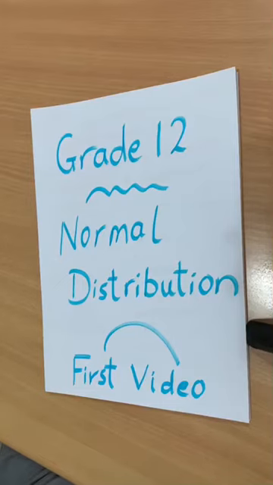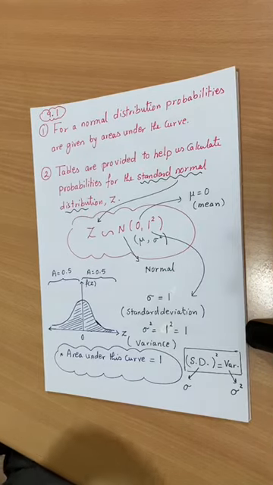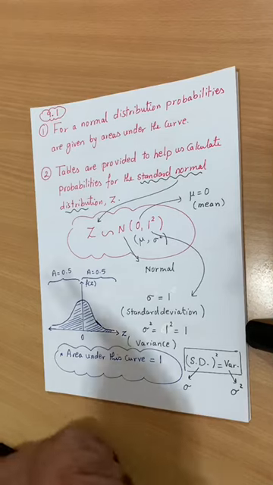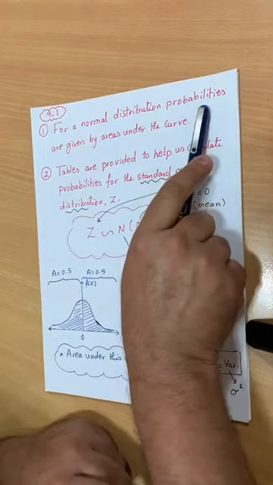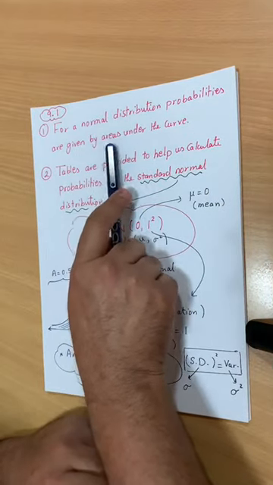Today, inshallah, we'll start on the last part of our syllabus, which is normal distribution, and this is the first video. We're supposed to start, first of all, from the meaning of the normal distribution. For a normal distribution, probabilities are given by areas under the curve.